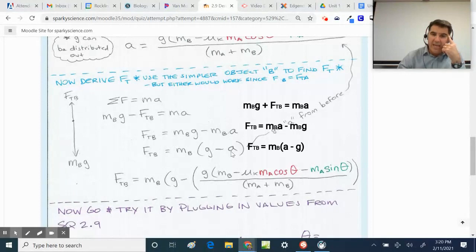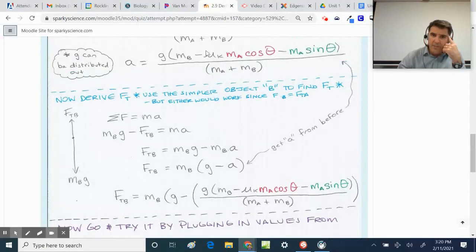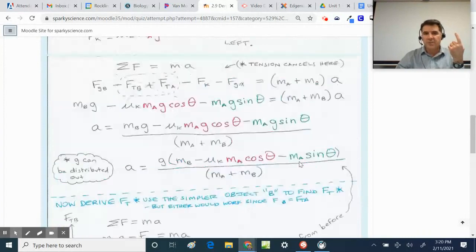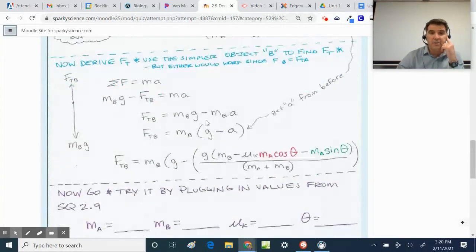However, this A has a whole lot of other things in it, right? And so we get the A from before, which was the A right there, G times the quantity MB, etc. And so here's G times the quantity MB, etc. That is my A. So FT is here, MB is here, and then the parentheses, G minus A, and that's A. Okay, so that's the derivation of the acceleration and the derivation of the force of tension.